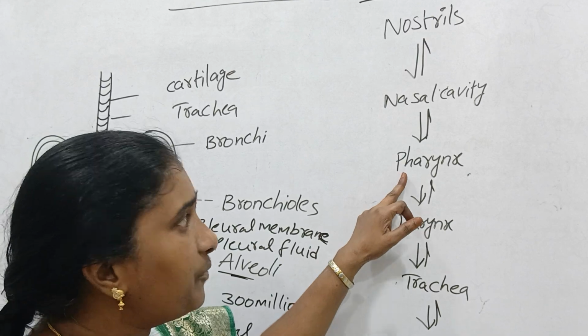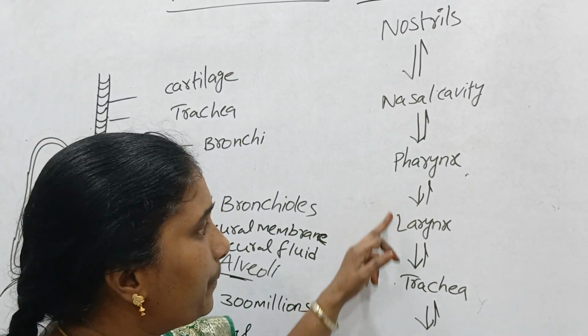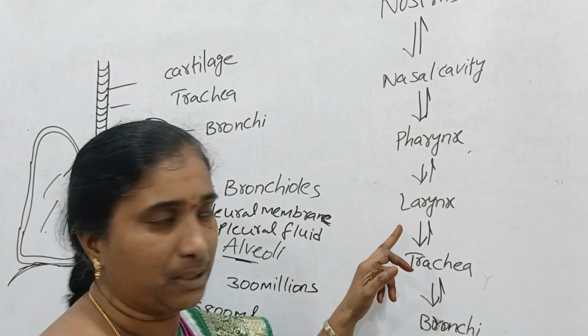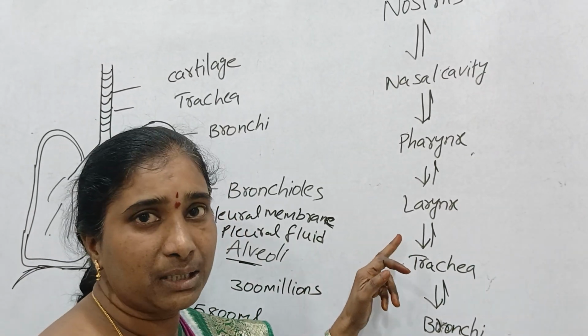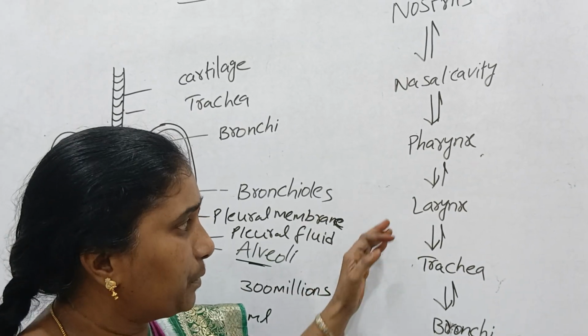From there, the pharynx. The pharynx is a common passage for both the food pipe and the windpipe. From there, air enters the larynx. The larynx contains the voice box. When you talk, the sound waves pass through the larynx, and only then can sounds be produced.